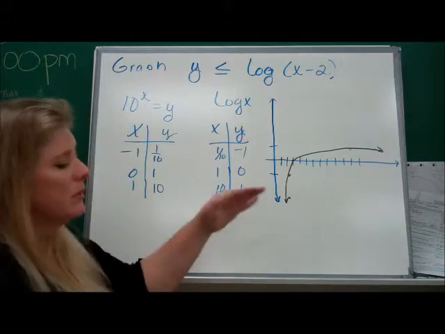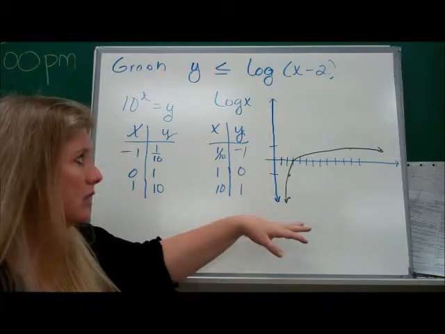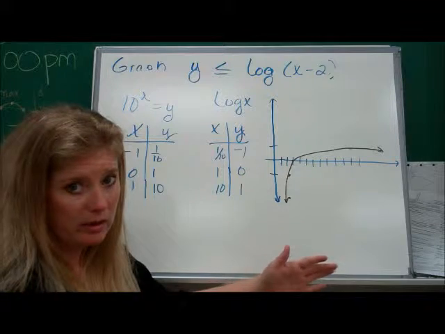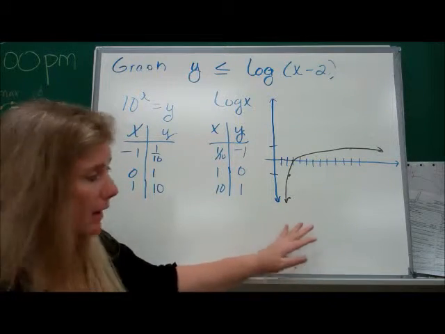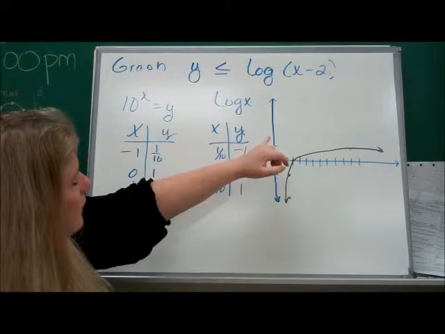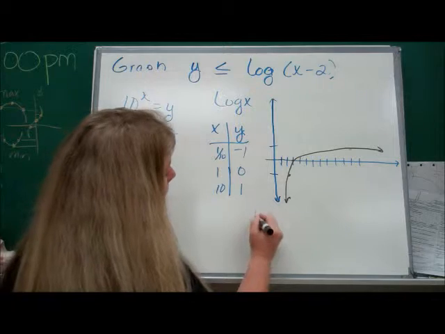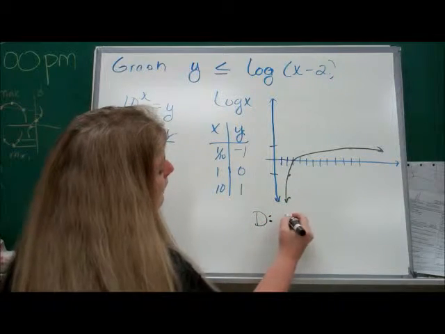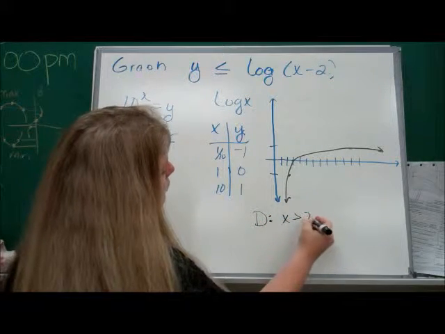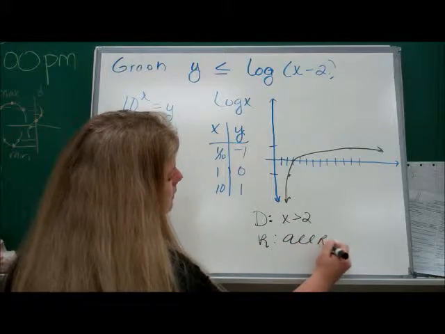Okay. Same is true whether it's log base 2. If it's log base 2, you definitely cannot use a calculator to do it. You have to do it this way. Okay. This has a vertical asymptote at, or your domain is going to be x is greater than 2. Your range is going to be all real numbers.